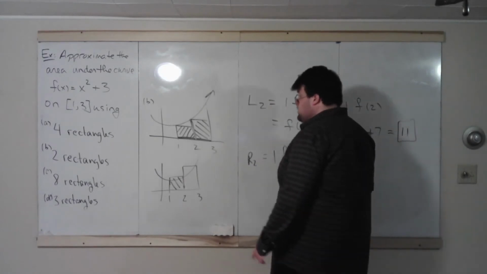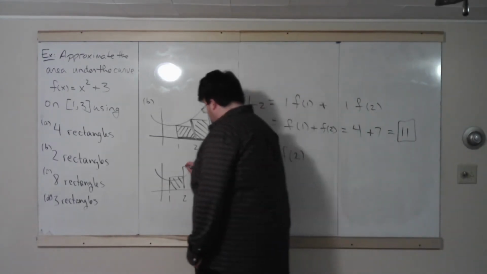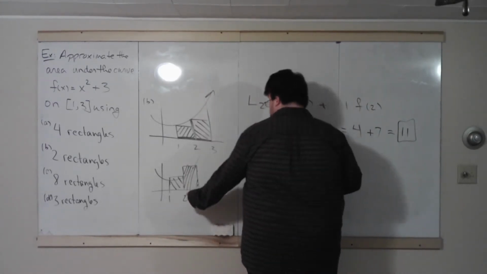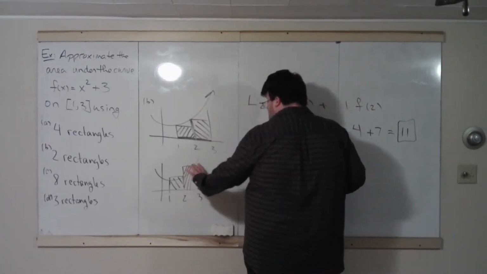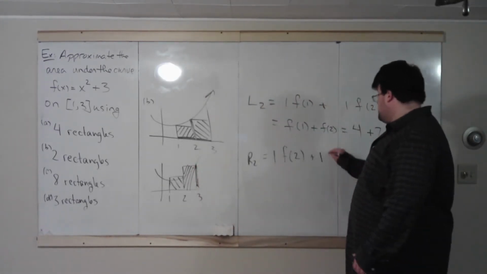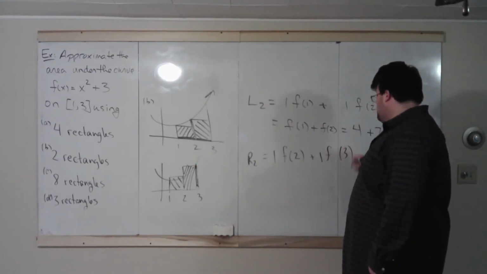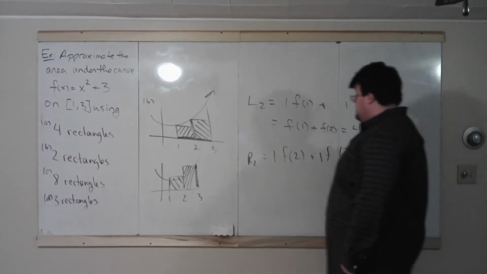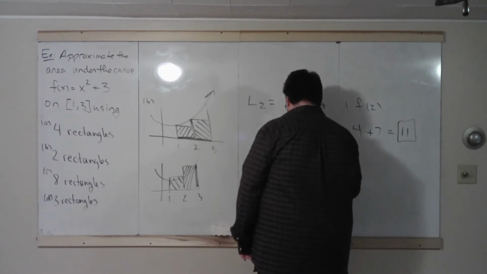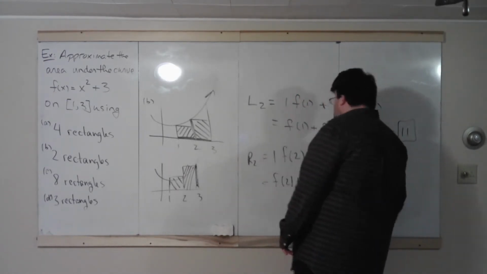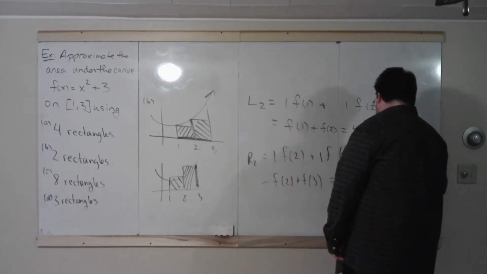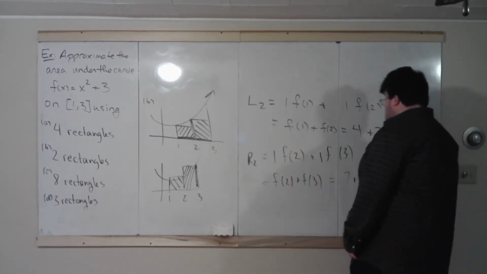The second one, the base is 1. The height is now given here by that line, f at 3. F at 3. So this equals f of 2 plus f of 3. F of 2 was 7, f of 3, 12. So that gives us 19.